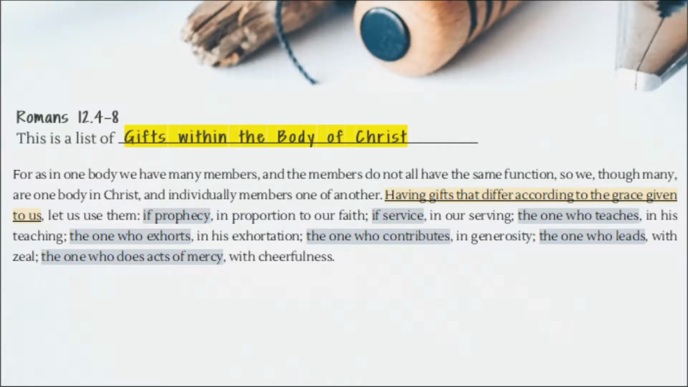So you have prophecy, service, teachers, exhorts, contributes, leads, and acts of mercy. And then the second half of those is how we do those things, how you act when you're doing them. Such as, acts of mercy should be done with cheerfulness. It's not really an act of mercy if you're grumpy about it. So it tells you how you should be acting when you're doing these things. If you're doing prophecy, it's in proportion to faith. Service, in our serving, teaches, so it defines it a little bit.